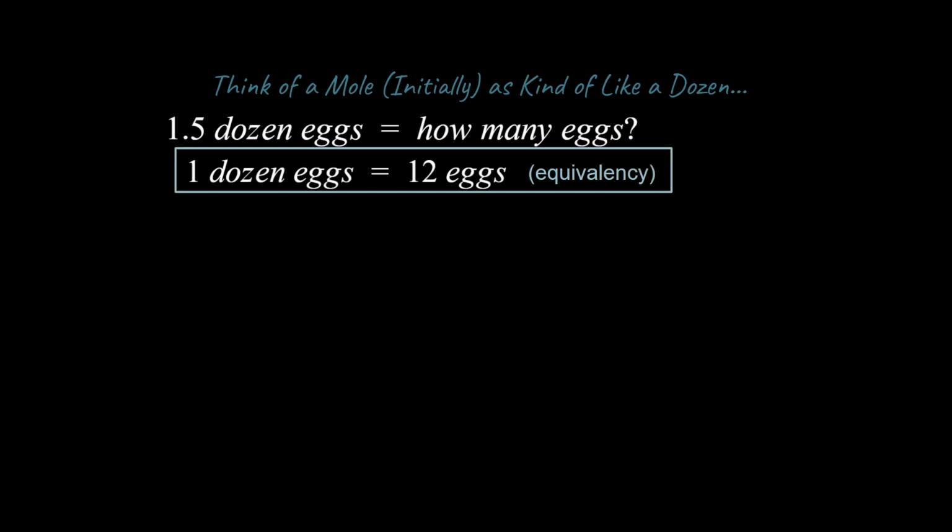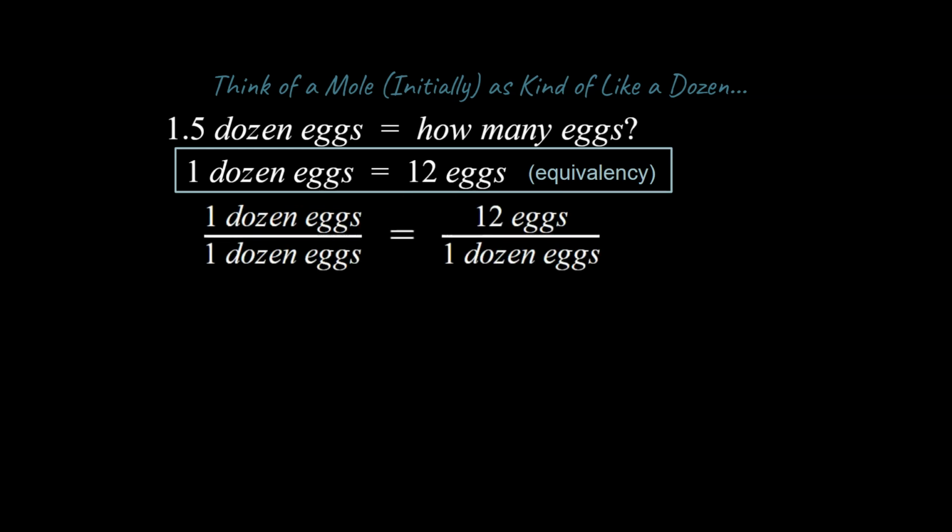So first of all, we can think of this as an equivalency. 1 dozen eggs is equal to 12 eggs. That's our equivalency, meaning you can set these two things equal to each other. And as long as we have an equivalency, we can do conversions. We can convert from one thing into another.